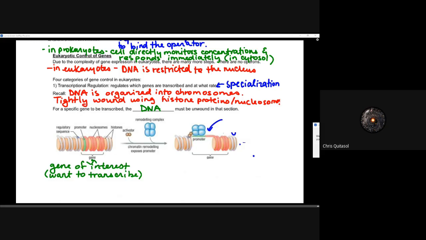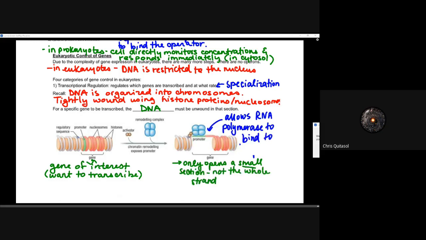And in order for that DNA to be activated, it's going to have to be unwound. So it only opens a small section, not the whole strand, because if you think about how much energy is responsible for unwinding an entire strand of DNA that's wound around histones, it's too much information to do all of it. So it only does the specific chunk that needs to be transcribed. And this allows RNA polymerase to bind to the promoter and then transcribe that specific sequence into messenger RNA.